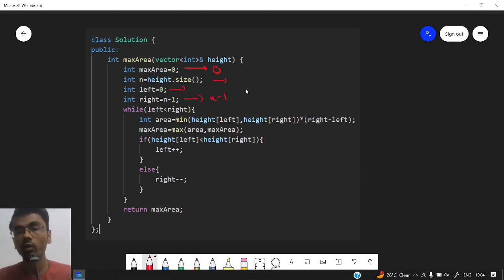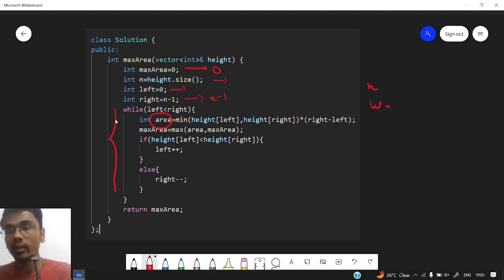Why? Because we want to maximize our amount of water. Then we will iterate till both pointers cross each other. So while left is lesser than right, we will compute the amount of water stored by these two points. So how will we compute? We will find simply the area. How will we find the area? We need height, we need width.